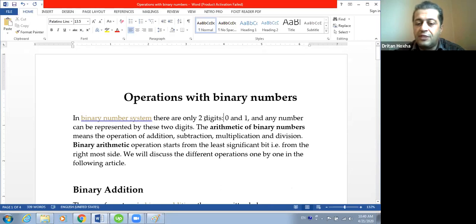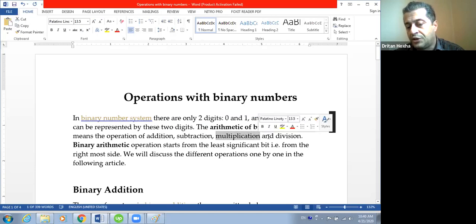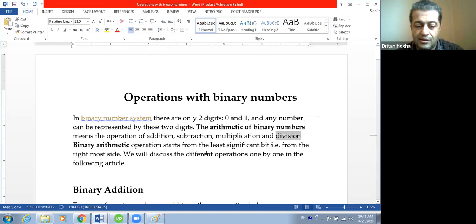The arithmetic of binary numbers means the operations of addition, subtraction, multiplication, and division. So today we are going to do only the addition and subtraction. If there is time left, I will do the multiplication as well today, but division is a little more complex and I will explain maybe the next time, the next lesson.